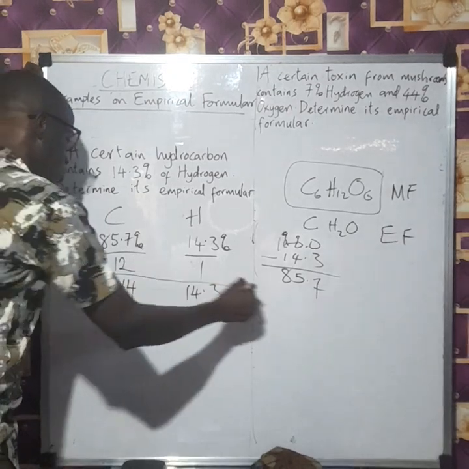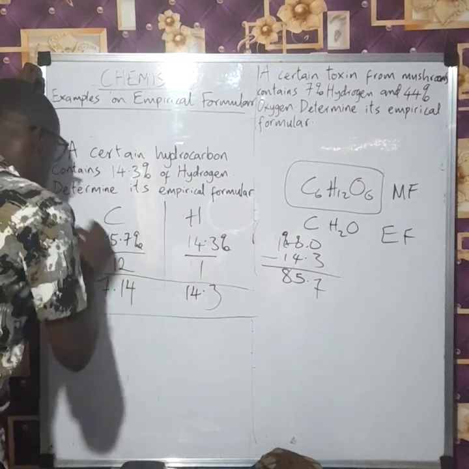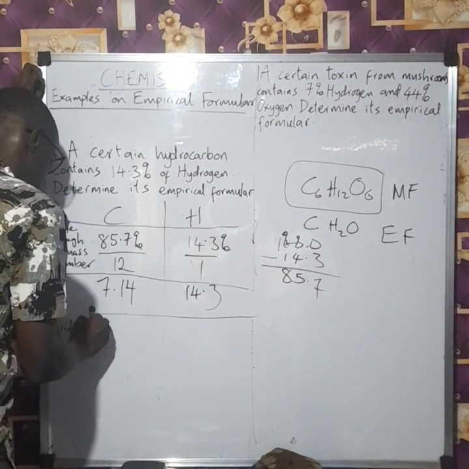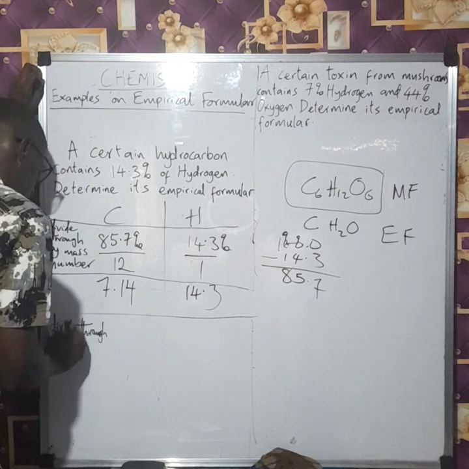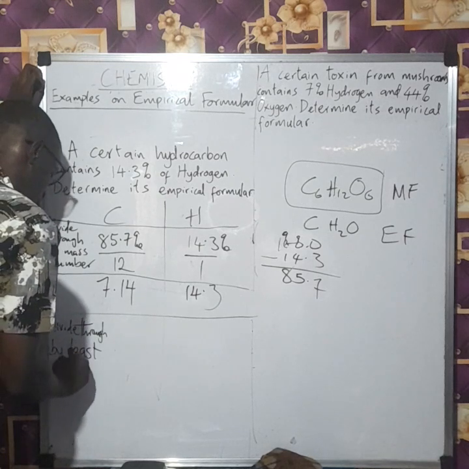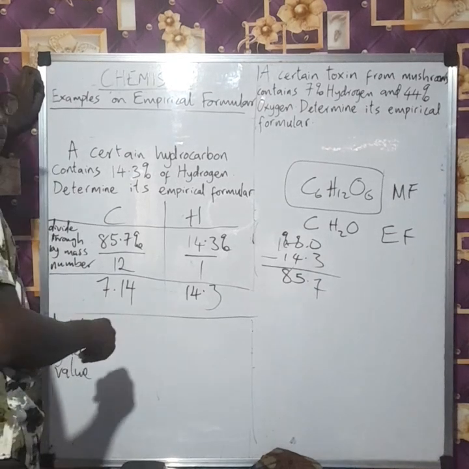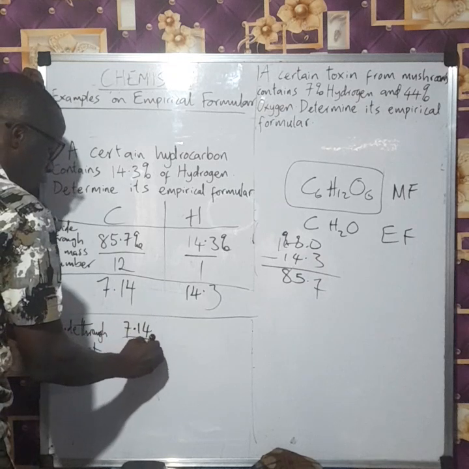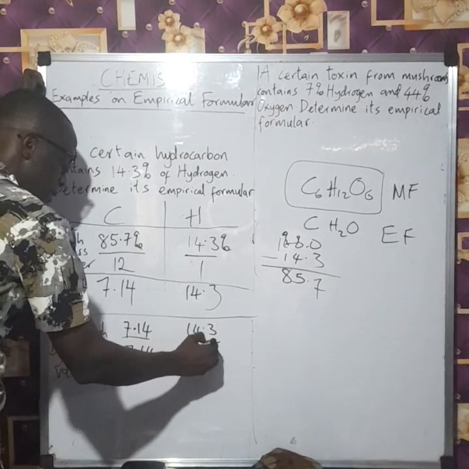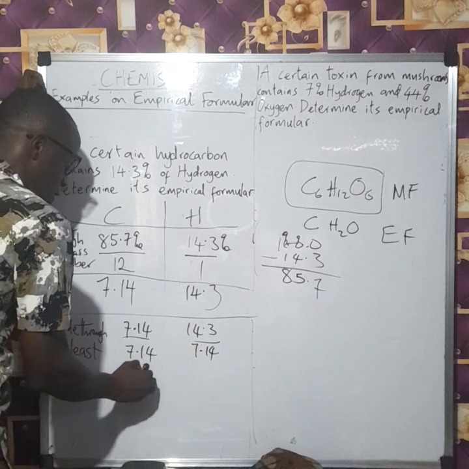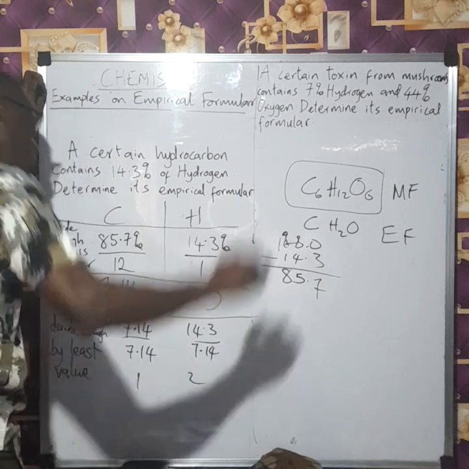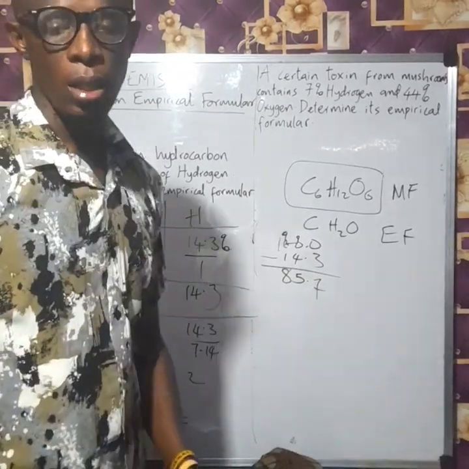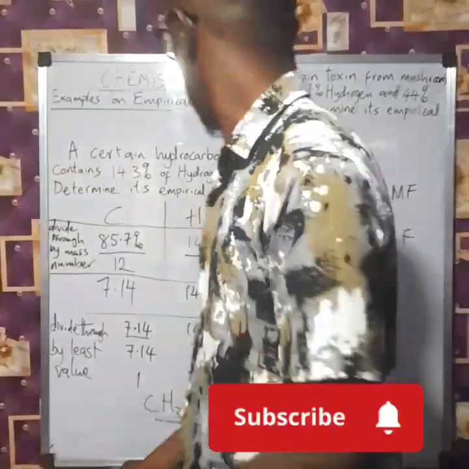Now the next step is to divide by the least value. We have gotten these values now, so we divide by the least value, the smallest value here. What is the smallest value here? I believe you got that right. 7.14 divided by 7.14, and 14.3 divided by 7.14. This gives me 1 and 2. Therefore, the empirical formula is CH2. Now look at this other question.